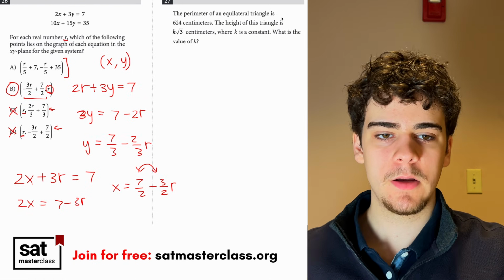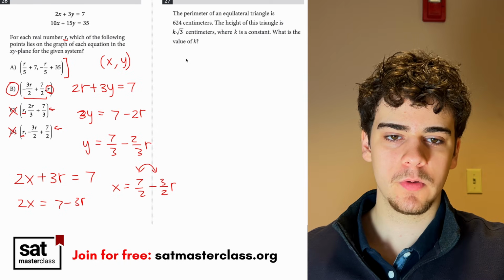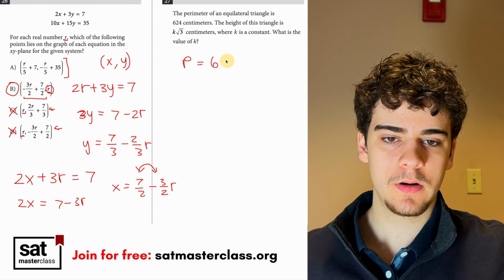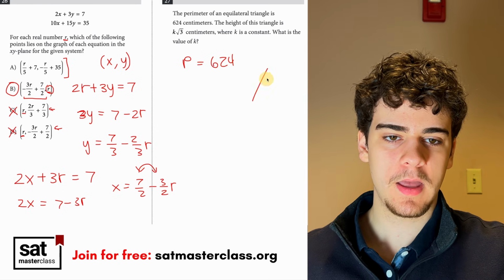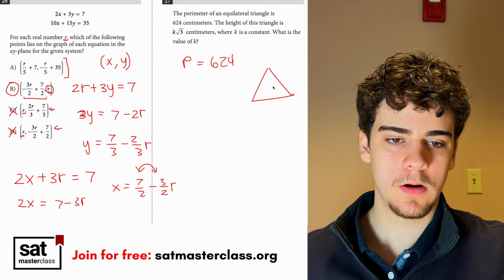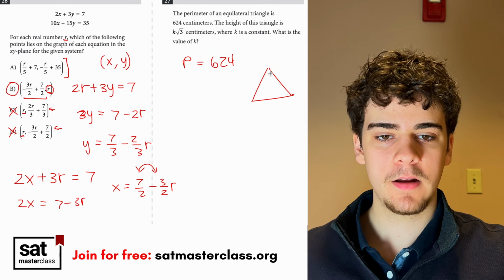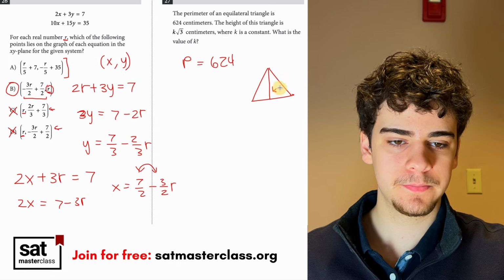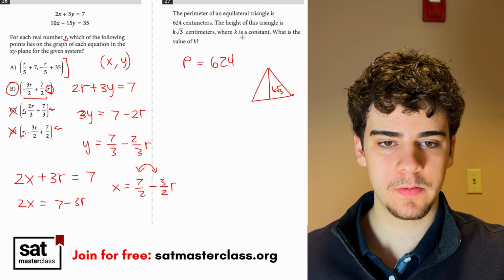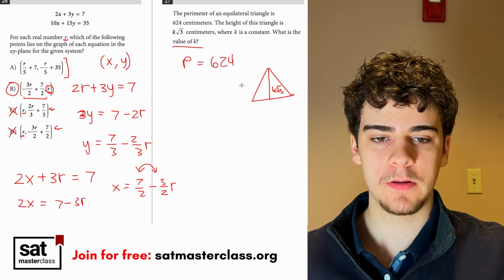Okay, the perimeter of an equilateral triangle is 624 centimeters. So perimeter equals 624, and we have an equilateral triangle, meaning all the sides are the same length. The height of this triangle is k√3, where k is a constant. What is the value of k?